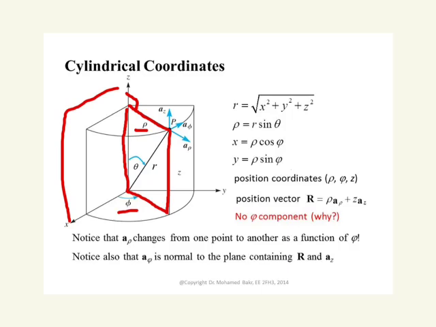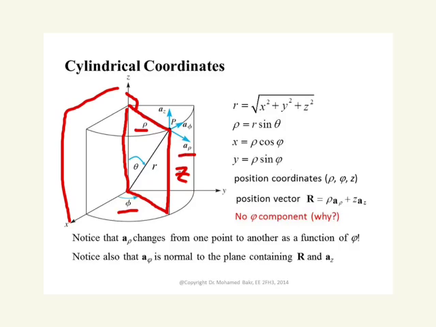And the third one is how high it is from the xy axis, so this will give you z. So by knowing rho, by knowing phi, and by knowing z, we can completely determine the location of the point in this space.